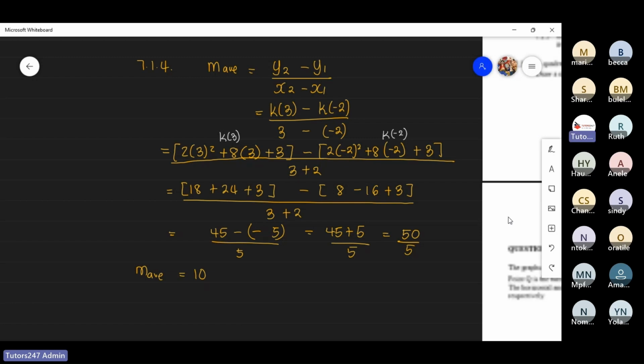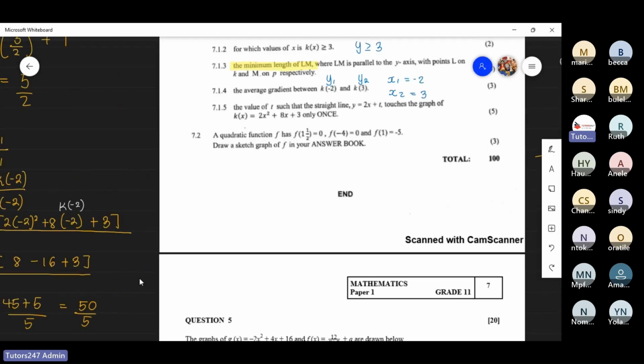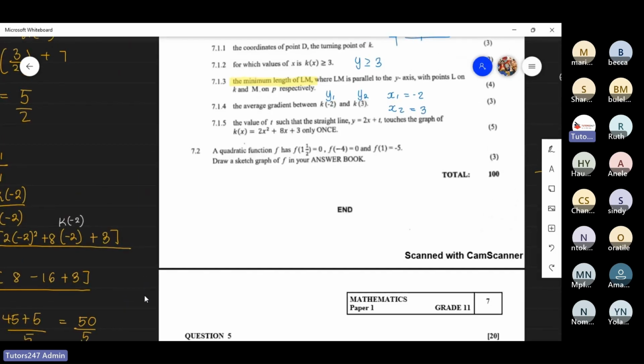Okay. Now, let us move on to the next question. So next we have question 7.1.5. Now question 7.1.5 states, determine the value of t such that the straight line y equals 2x plus t touches the graph of k of x equals 2x squared plus 8x plus 3 only once.